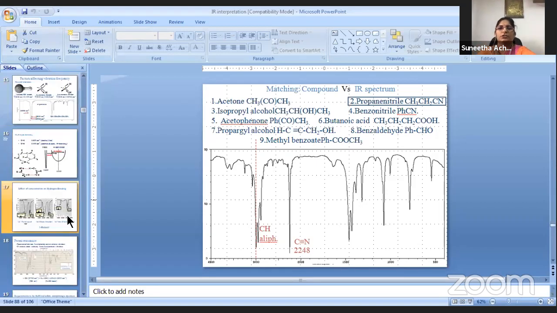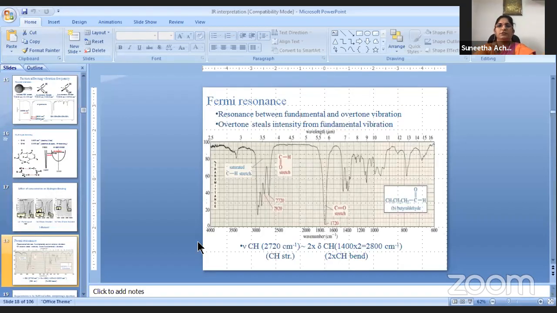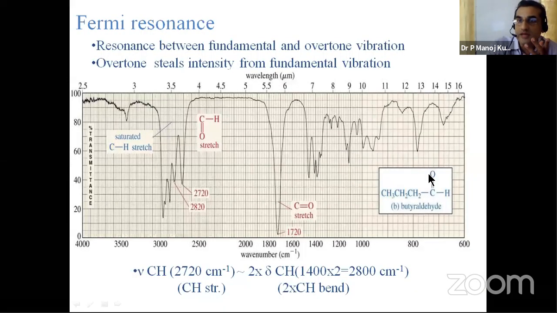Sridhar, please unmute those participants: Dr. Harshavardhan, Ranjan, Kalyan Verma. Madam, this one only, no? Somebody was asking about Fermi resonance. Am I right, madam? Yes, sir. Need a little bit of explanation. Yeah, definitely.